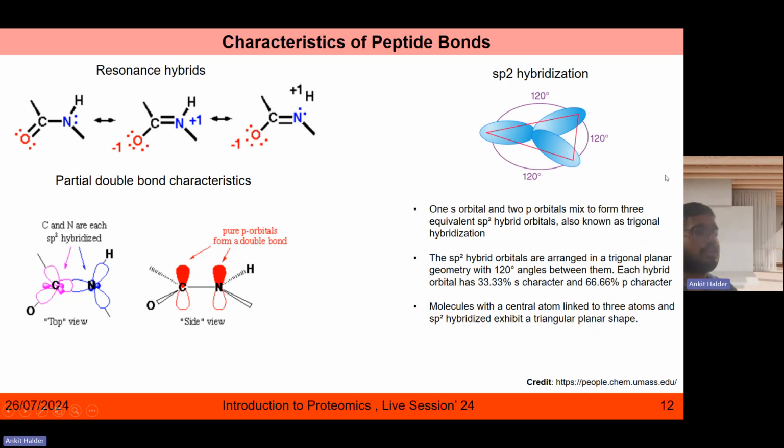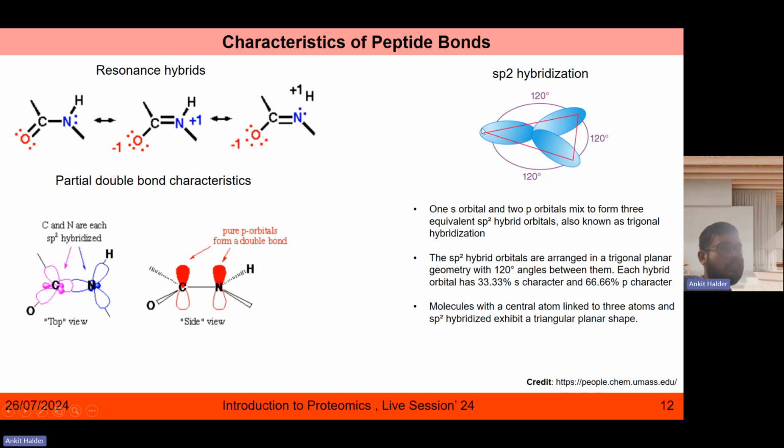So why is that? What are the characteristics of sp2 hybridization? They remain planar at 120 degrees. You can see the resemblance of this structure to the general properties of compounds in sp2 hybridization, right? In 120-degree planar arrangement to each other. One s orbital and two p orbitals mix to form three equivalent sp2 hybrid orbitals, known as trigonal hybridization. These are arranged in a trigonal planar geometry with 120-degree angles between them, right?